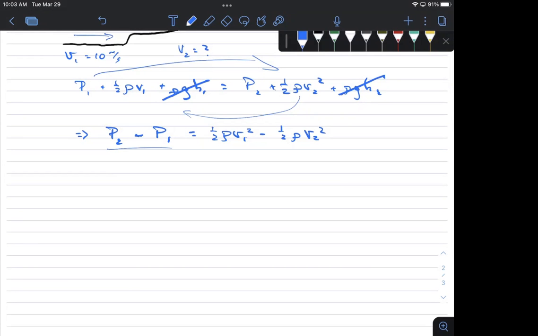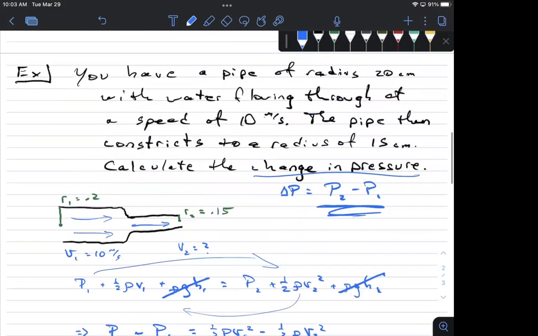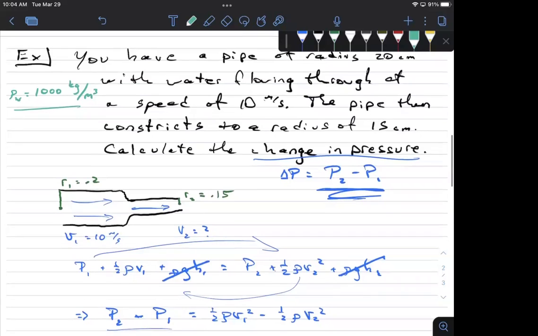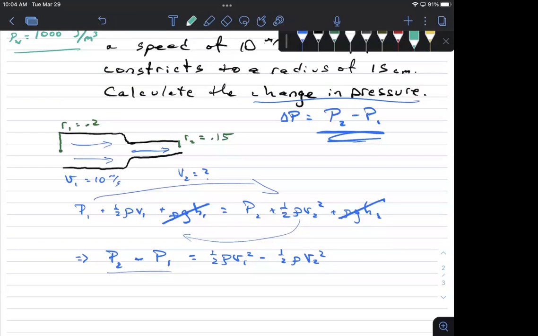Do I know the numbers on the right side? Well, rho, that's the density of water. Now, I'm not told in the problem, but this is something you'd be given on a test or something. So just know rho, the density of water, is 1,000 kilograms per cubic meter. Okay, it's just a number, 1,000 for water. So I know the density of water, rho, fine. I know V1 is 10, but I don't know V2.